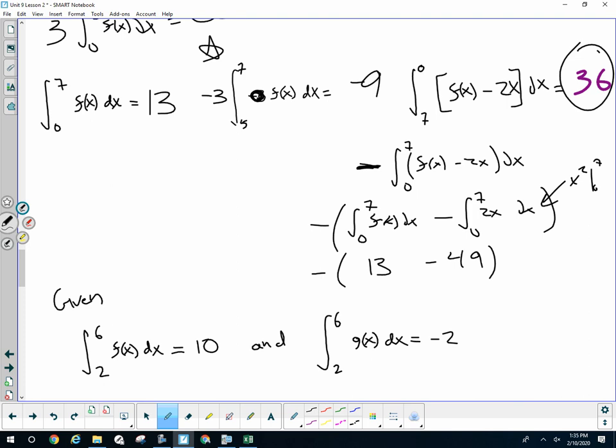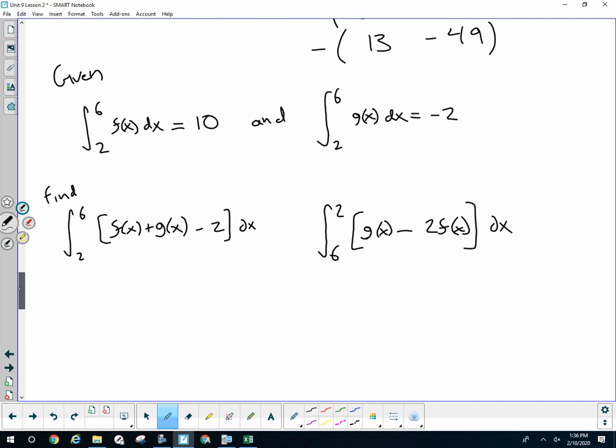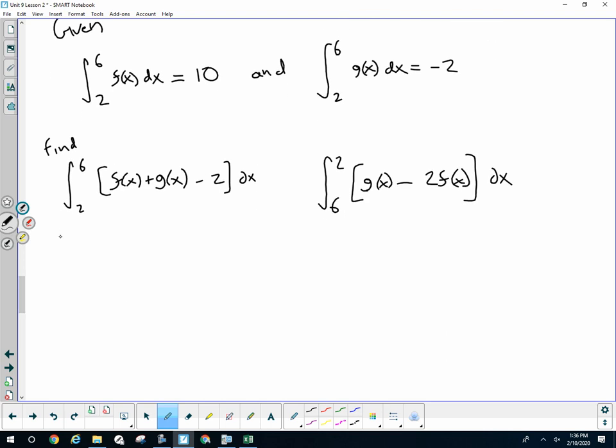Okay, moving down to the next set, same deal. But now we're talking about f and g. Very, very simple, this first one, if you realize, oh, I could split this up into an integral of f plus an integral of g minus an integral of 2. Now, again, the minus 2, you don't just subtract 2 from the area under f and the area under g. So the answer is not 6. There's more that you need to subtract. All right, go ahead and figure that one out.